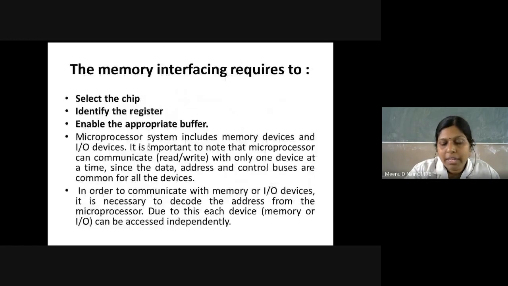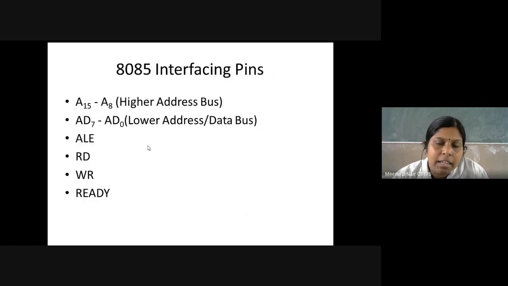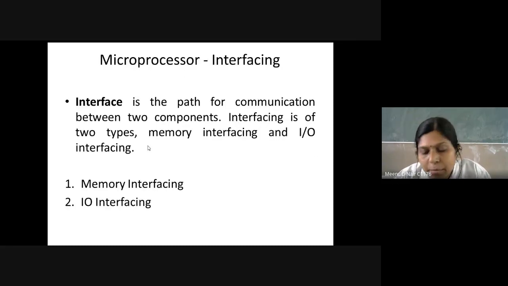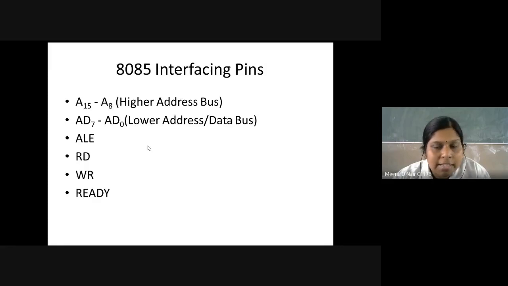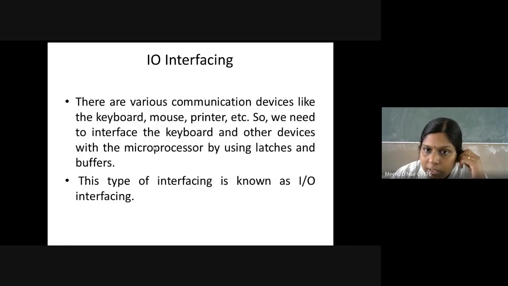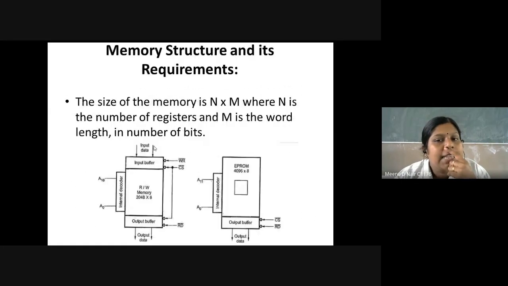So what we have seen today is the 8279 interfacing. Then we saw memory interfacing as well as input-output interfacing. In memory interfacing, what are the interfacing pins we are using? Then in IO interfacing, there are two ways of communication, one is serial and one is parallel communication. In memory interfacing, we are using EEPROM as well as RAM for the memory.